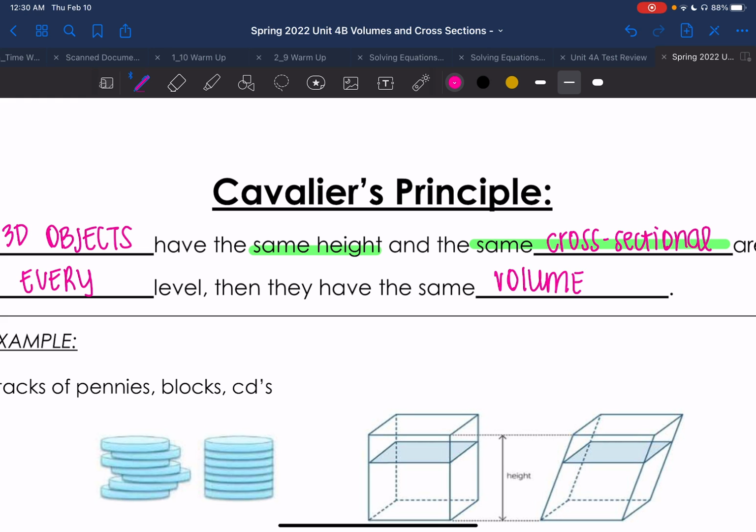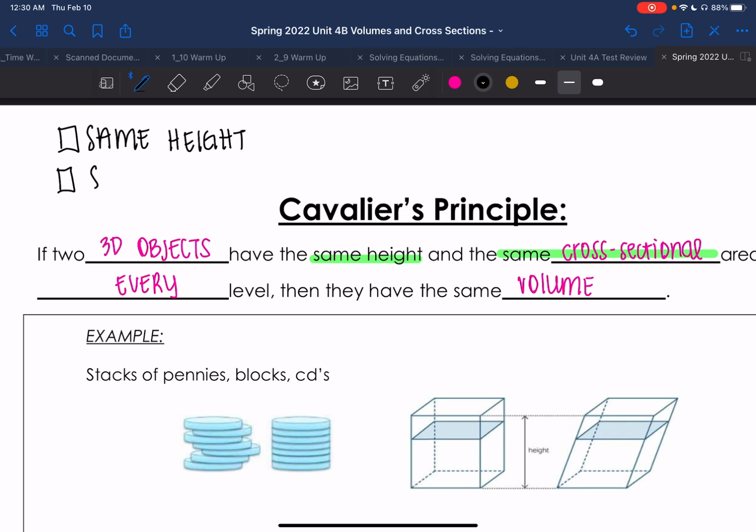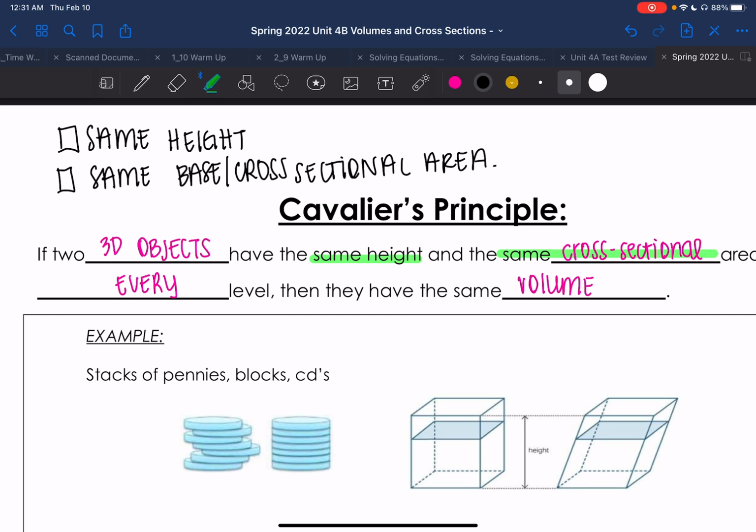All right, guys, this is really wordy. What it means is if we have two shapes, we can say they have the same volume, okay? We need to have the same height between our figures, and we need to establish that they have the same base, which is the same as the cross-sectional area. We always have to check for those two pieces in order to say, yes, they will have the same volume by this principle.